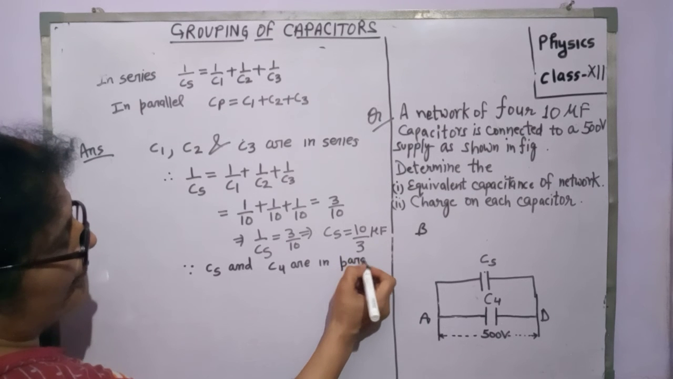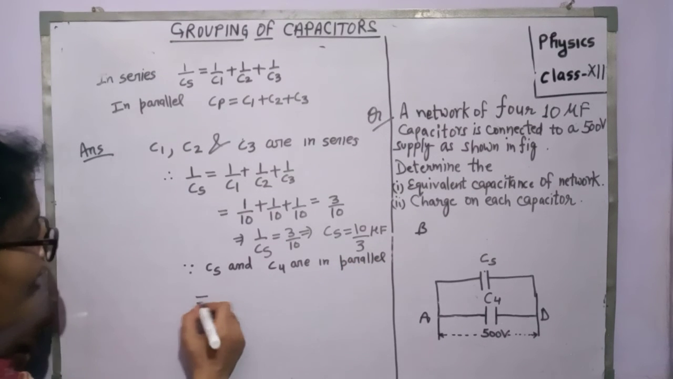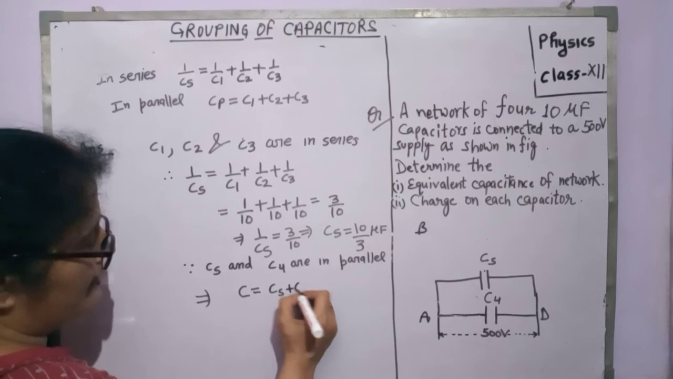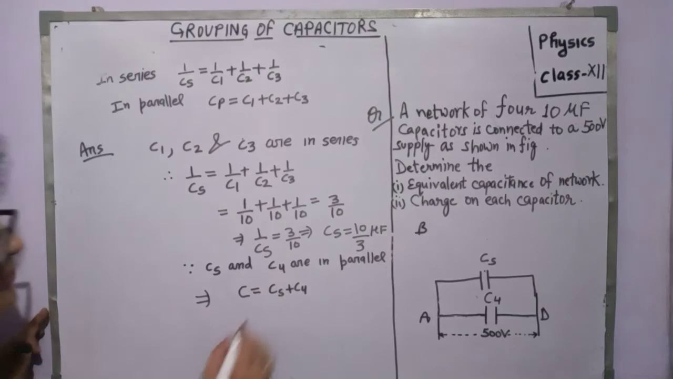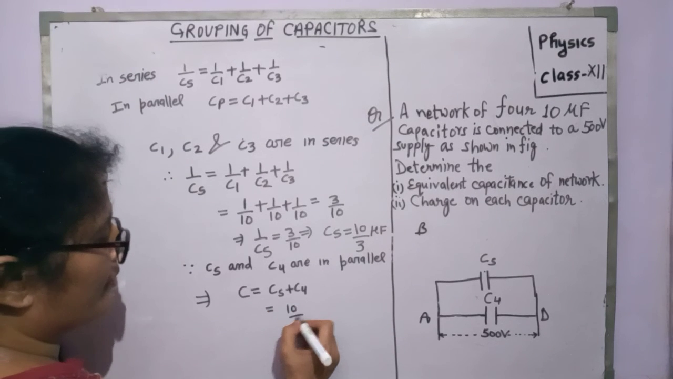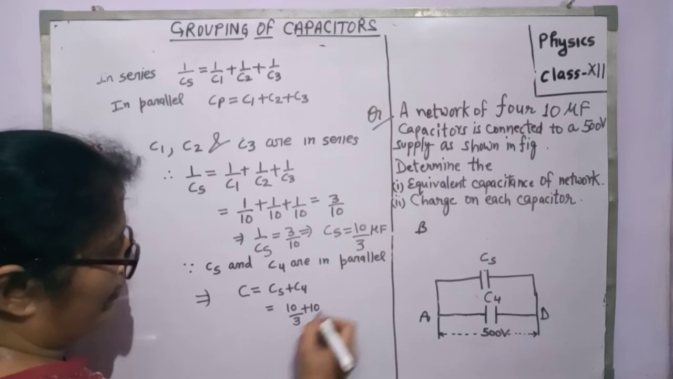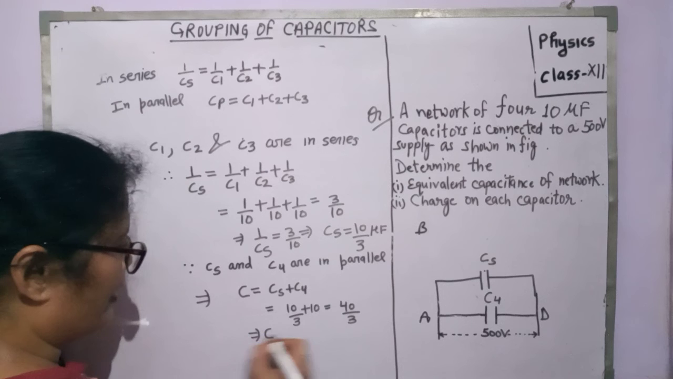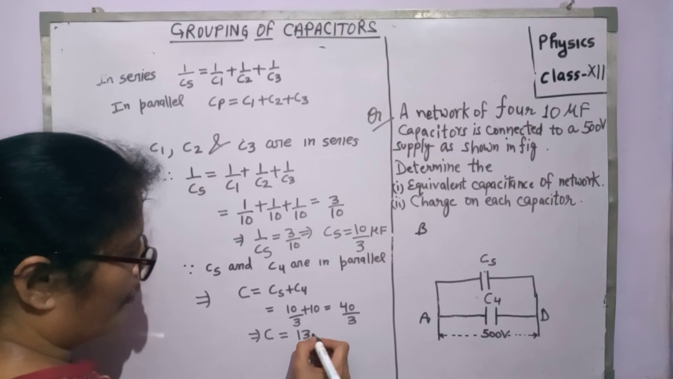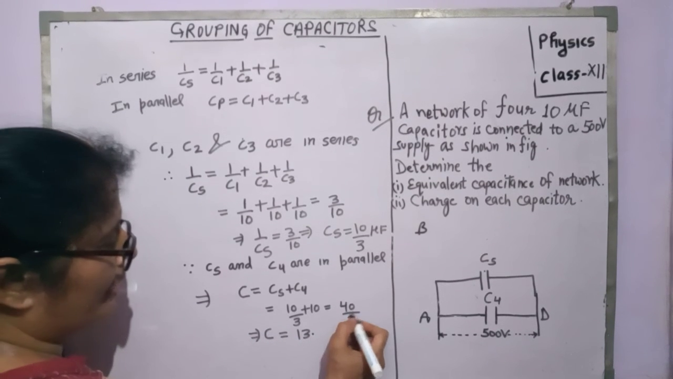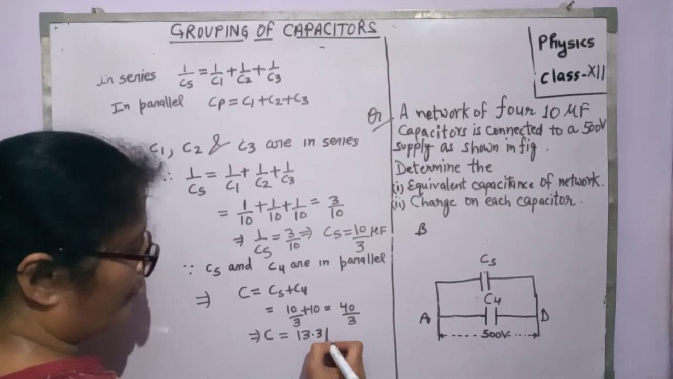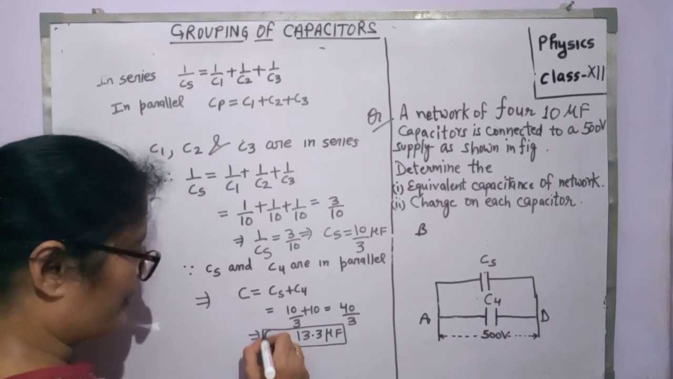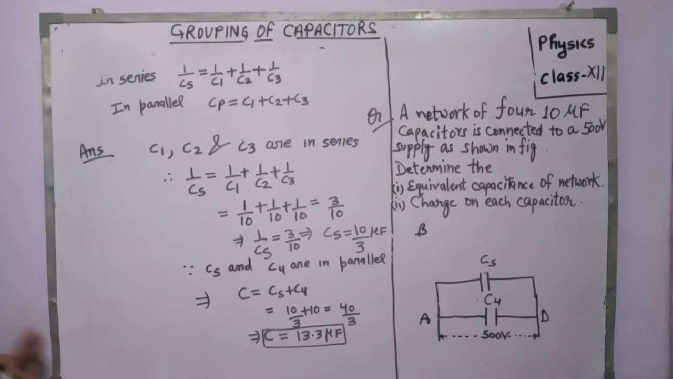Here since Cs and C4 are in parallel, this implies that the equivalent capacitance, you can write here C, is equal to Cs plus C4. Directly, they can be added. Now it becomes 10 by 3 plus 10, that means 40 by 3. If you simplify this one, we get C is equal to 13.3 microfarad. This is your first answer, the equivalent capacitance of the network.